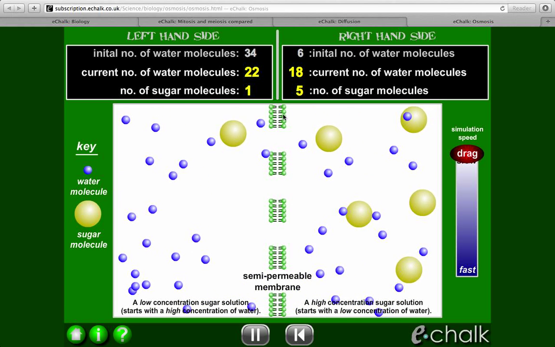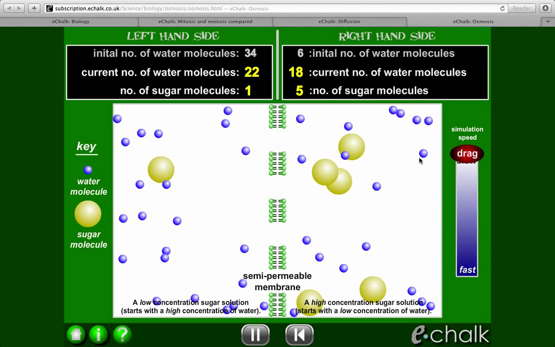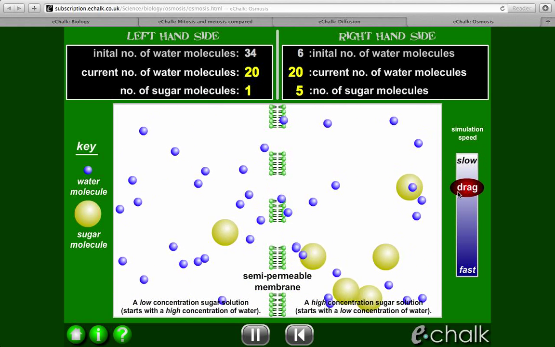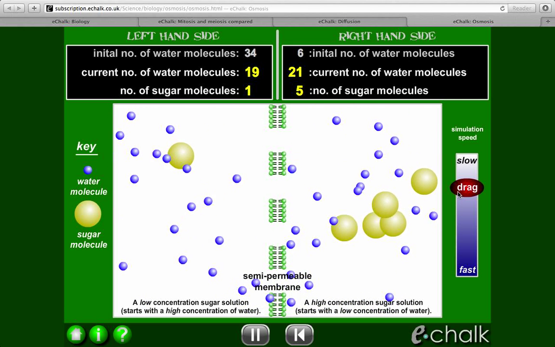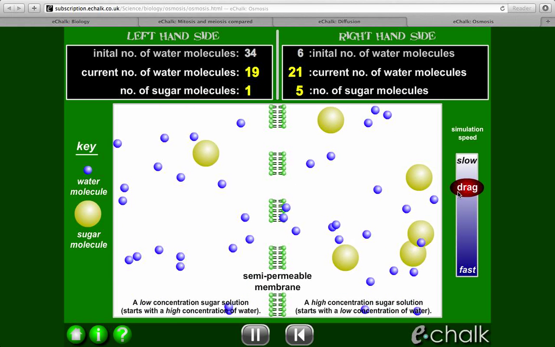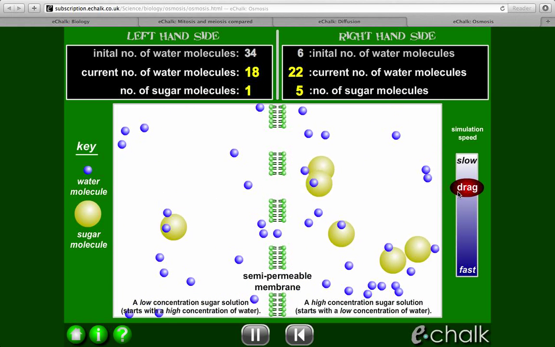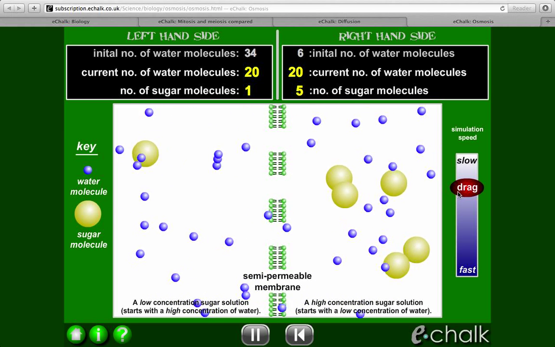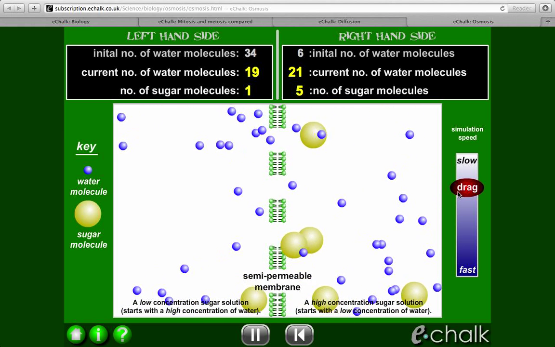When we get, which we're about to in a second, if I speed this up, make it happen quicker, it's going to get there quicker. We've now got 18, 22, 21, 20, 20. Now, overall, we've pretty much got no net flow. It's equal. So osmosis is still, look, water is still moving through a semi-permeable membrane, but there's no net flow.